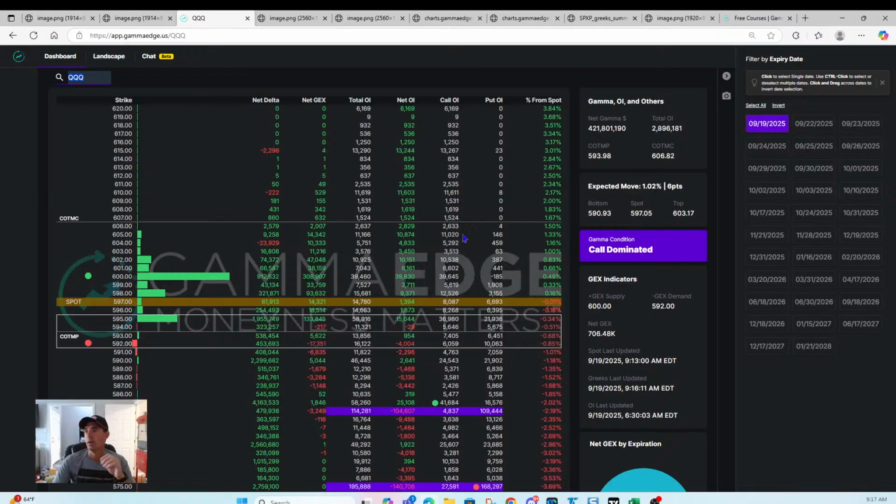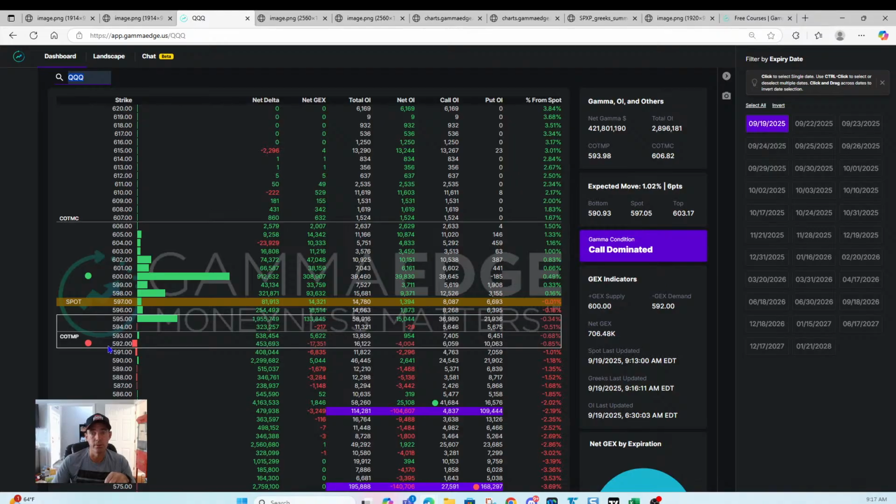So there you go. So yeah, 600 PGEX for today. So obviously that would be an upside target you'd be looking for. Any pullback on Qs or call dominated transition area, a little bit wider transition for Qs here, any pullback to the transition area, opportunity to get involved to the upside.